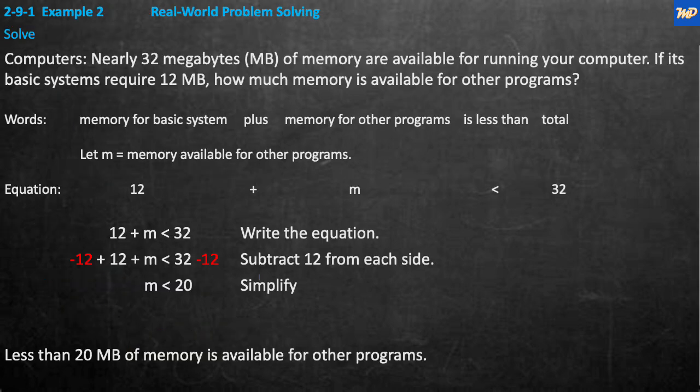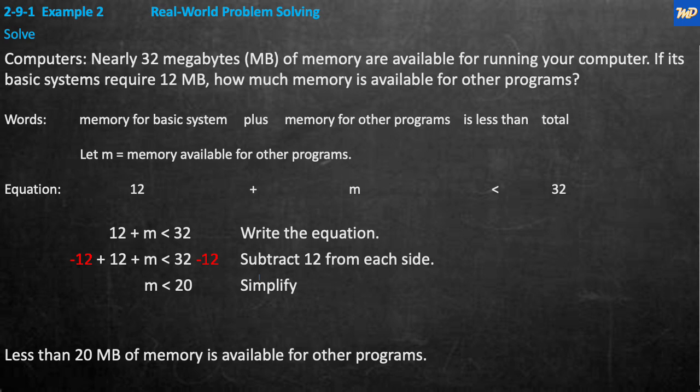Okay, example 2, a real world problem. And as I read this, it kind of gives me a chuckle because it's talking about computers, and it says nearly 32 megabytes, MBs here, of memory are available for running your computer. 32 megs. If its basic system requires 12 megs, how much memory is available for other programs?